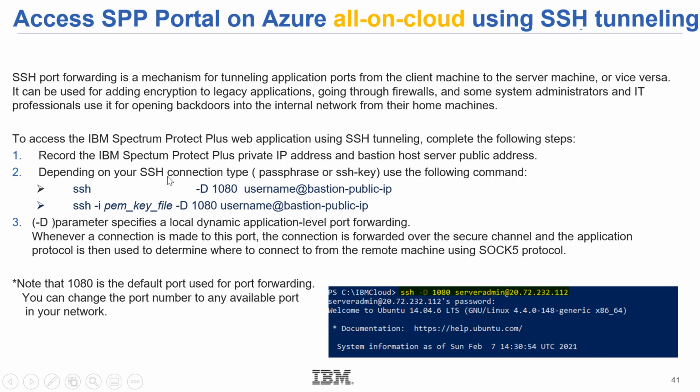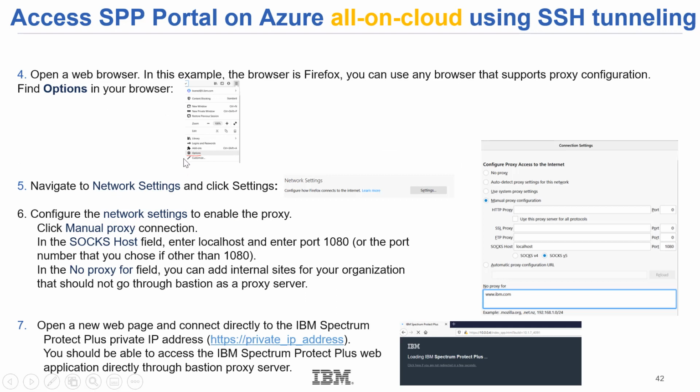Then you're going to issue the following into a PowerShell: the SSH -D, the port, the username that you set up for that SSH when we were doing the setup, and then the Bastion public IP that you copied from inside of the Bastion host. Then you're going to open up a web browser and go into your network settings, where you're going to configure a manual proxy by specifying the SOCKS localhost as well as that 1080 port. And then finally, you'll be able to open up a browser and connect directly to that Spectrum Protect Plus server console out inside of Azure.